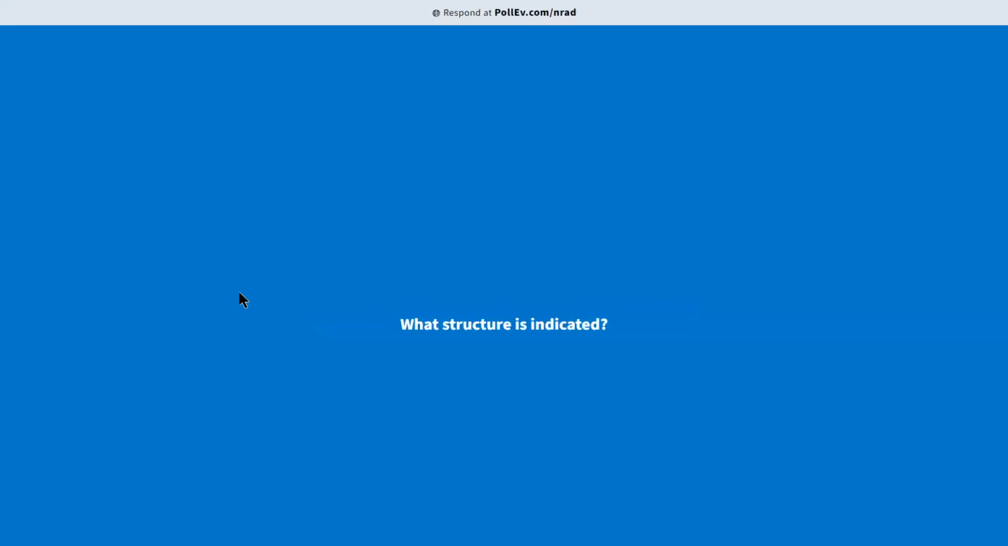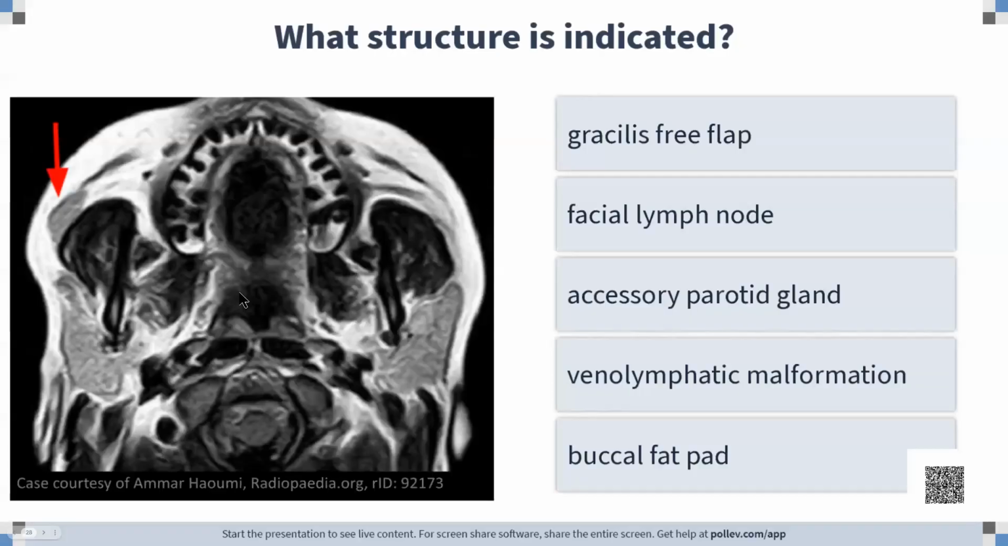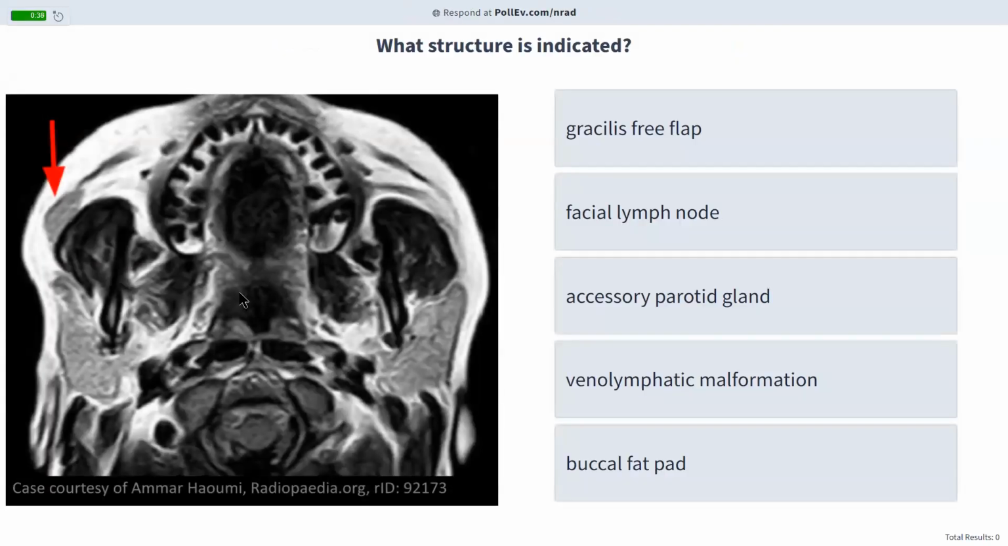All right, still a four-way tie for first. What structure is indicated? This is an axial MRI image.